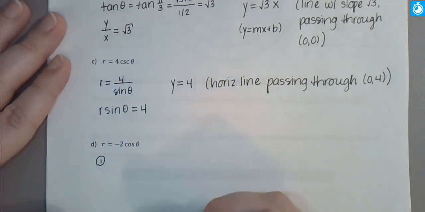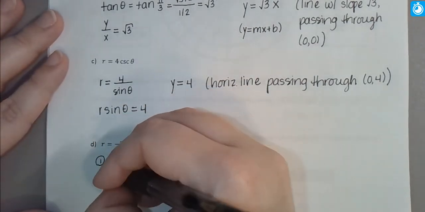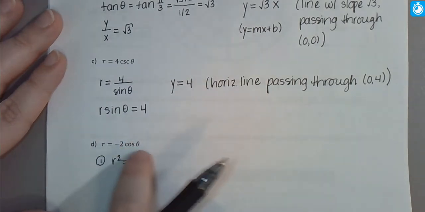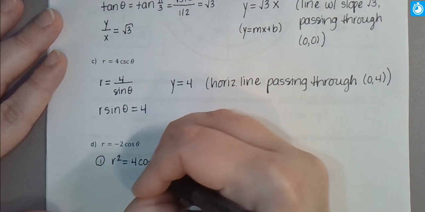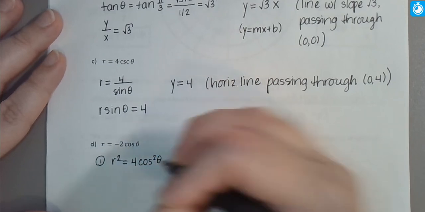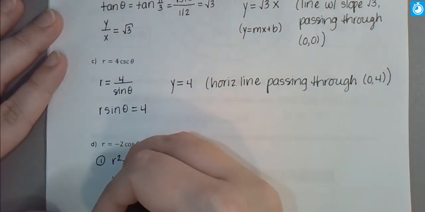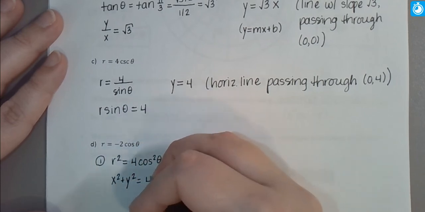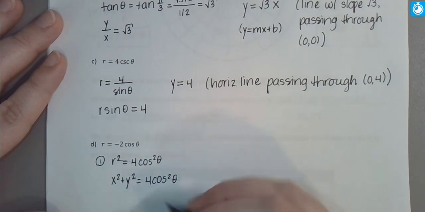What if we just squared both sides, like we did with the first example, and it seemed to help? If we just square both sides, we'll have r squared is equal to all of this squared, which would be 4 times cosine squared theta. Okay, so we could sub for r squared, that would be x squared plus y squared is equal to 4 times the cosine squared of theta.